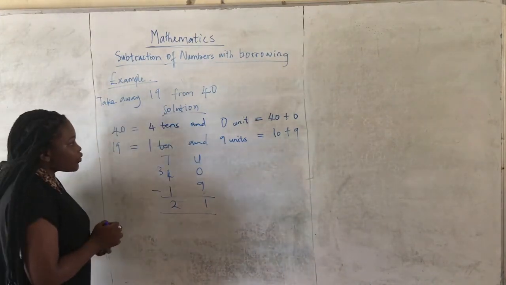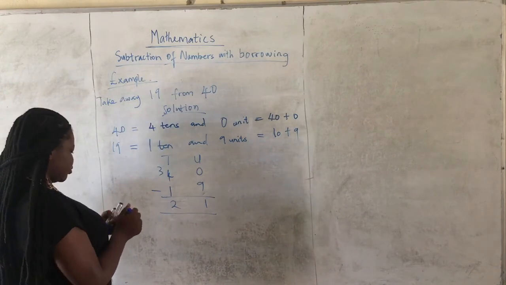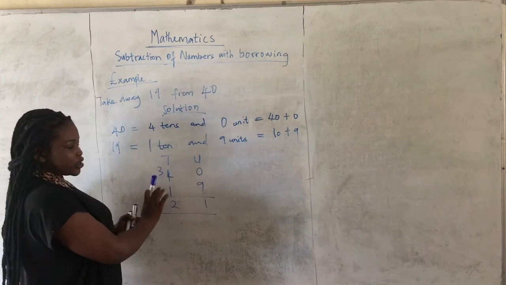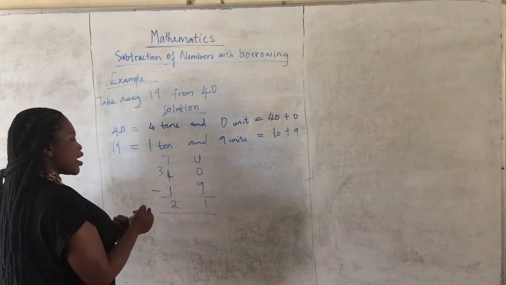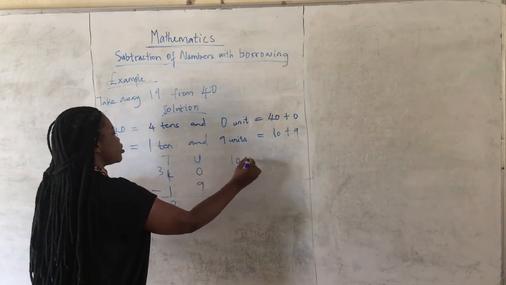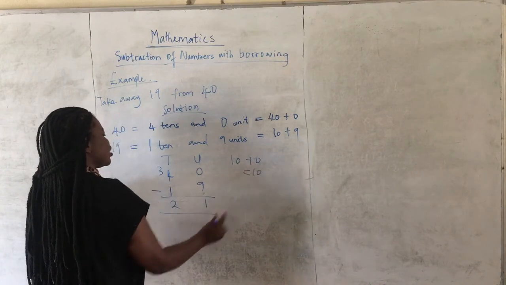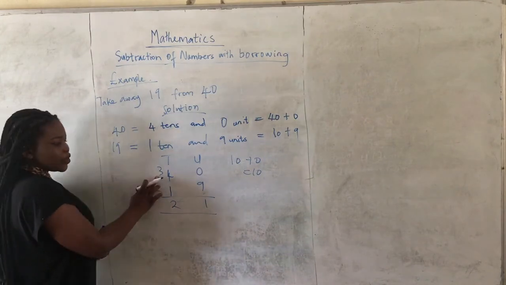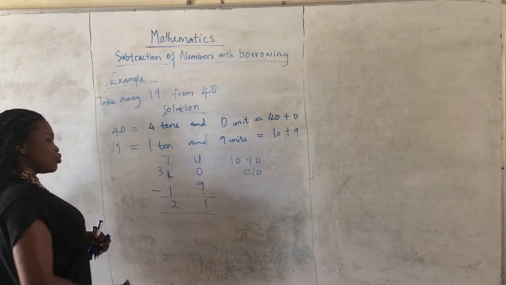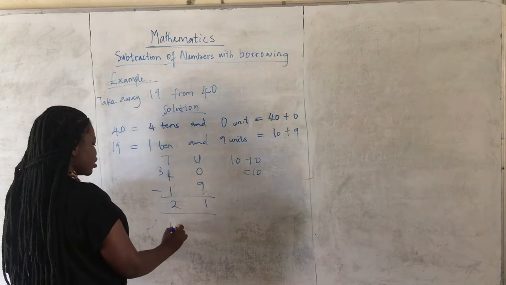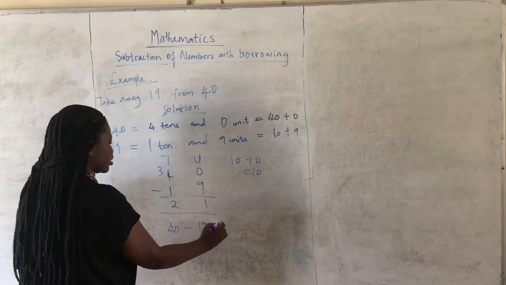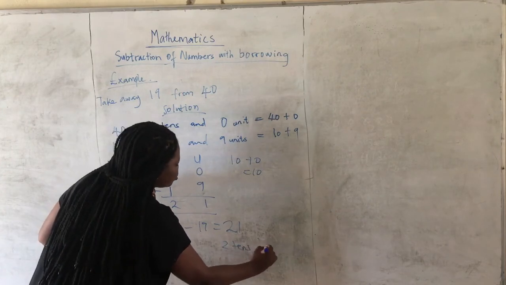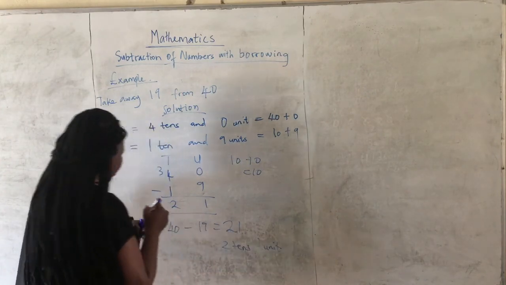Now let's redo this. 40 minus 19. 0 minus 9 is impossible. We borrow 1 ten from 4 tens. We now have 10 plus 0, which is 10. Now 10 minus 9 gives us 1. Then we are left with 3. 3 minus 1 gives us 2. Therefore, 40 minus 19 gives us 21, which is 2 tens and 1 unit.